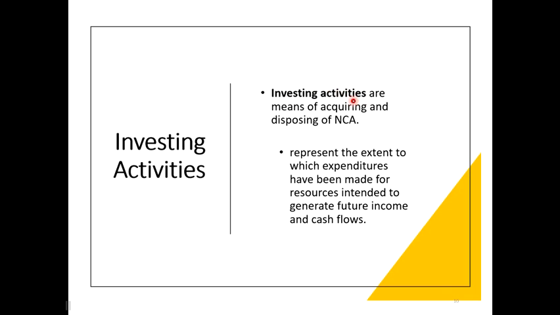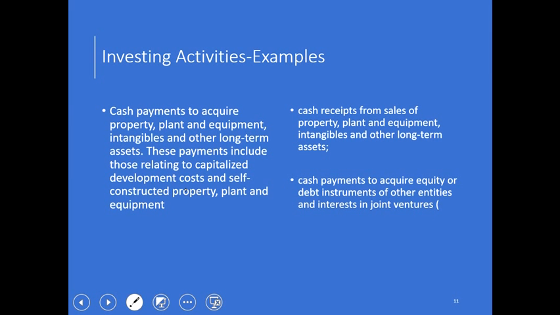Next kita akan pergi ada investing activities. So investing activities are means of acquiring and disposing of non-current asset. Itulah investing activities. So they represent the extent to which expenditures have been made for resources intended to generate future income and cash flows. So basically apa-apa kalau you nampak je you punya non-current asset tu berkurang ataupun menaik, maksudnya kalau dia menaik, dia belilah. Kalau dia berkurang, you dispose. So kita akan masukkan dia di bawah investing activities. Buat ni PPE. Ini contoh dia.